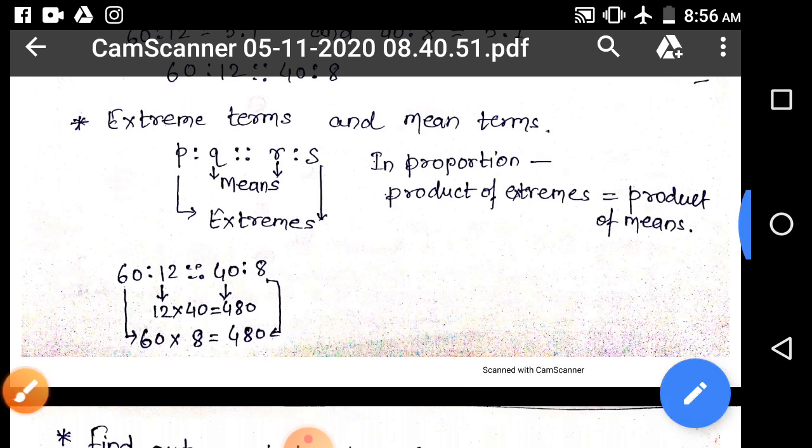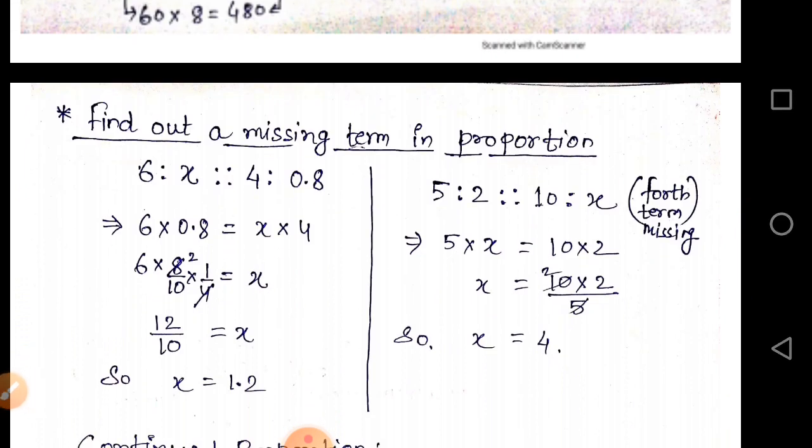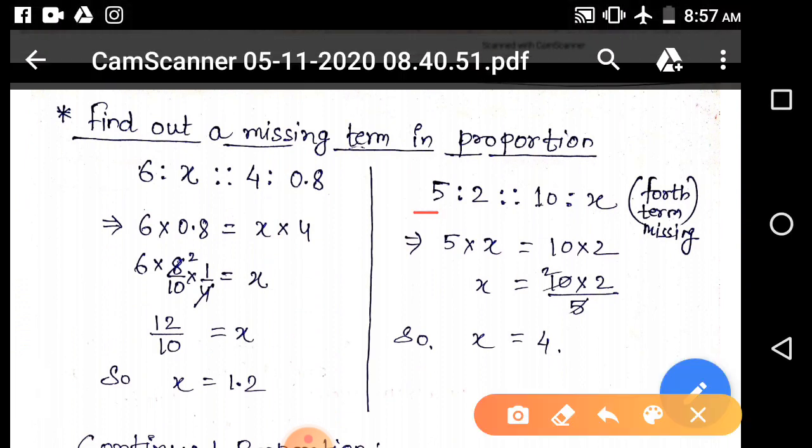Now come to the next point. Find out a missing term in a proportion. It is a very easy task. First we consider this example. See, we have 5 is to 2 is to 10 is to x. Here x is the 4th term.